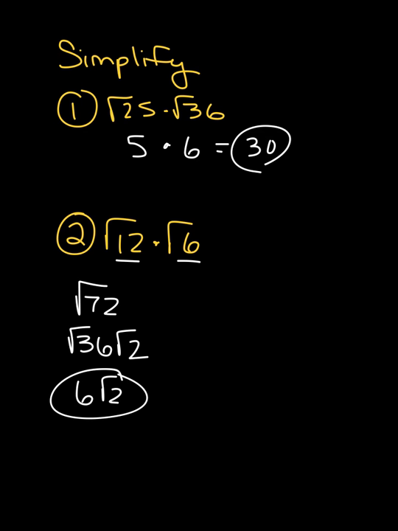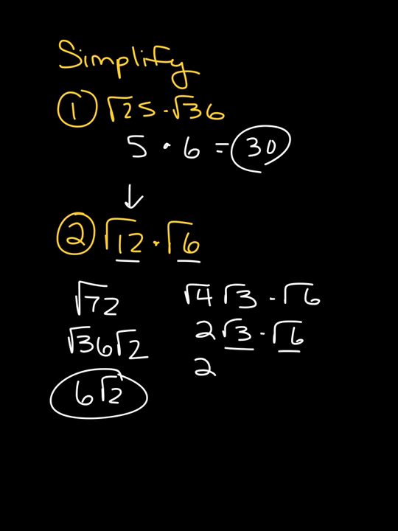Now another way if I want to do it, I notice that the square root of 12 has a perfect square that goes into it. 4 goes into 12, so I can say the square root of 4 times the square root of 3, which gives me the square root of 12, times the square root of 6. So I have 2 root 3 times root 6. The 2 stays out front.